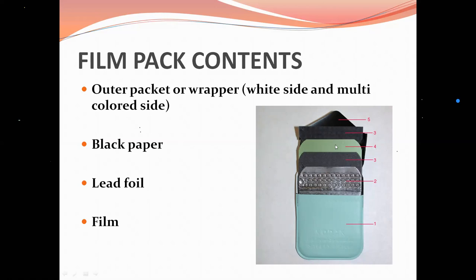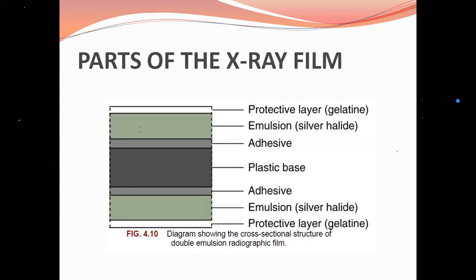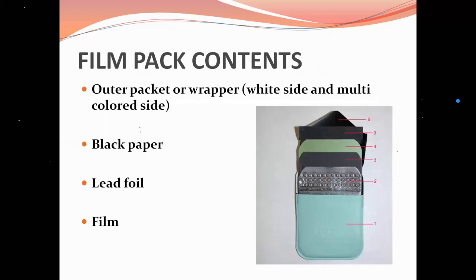You may be confused that it is green. X-ray film, the way we see it, is usually black, but an unprocessed film which has not been exposed to X-rays is usually green in color. So why is it green? Let's come to the parts of this X-ray film, this green portion. I'm just going to be talking about the green portion now.